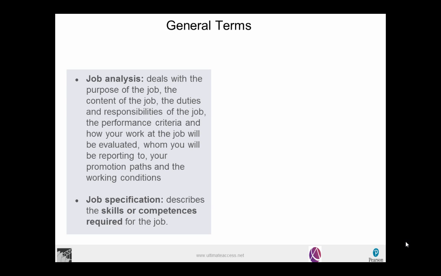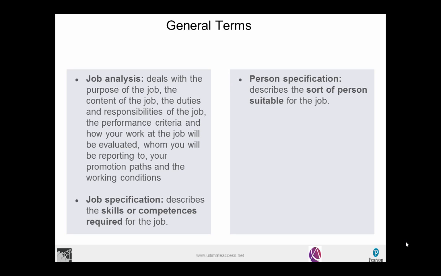Well, job specification describes the skills or competencies that are required for the job. Maybe they might say you have to be very proficient or good at using Microsoft Office or the likes. Then person specification describes the sort of person suitable for the job. They might say they want someone dedicated, someone who can work under pressure. They give quite a lot of characteristics or qualities that they're looking for in people.